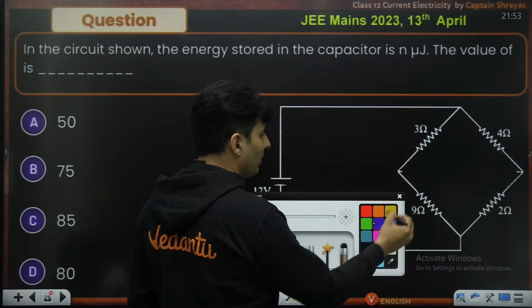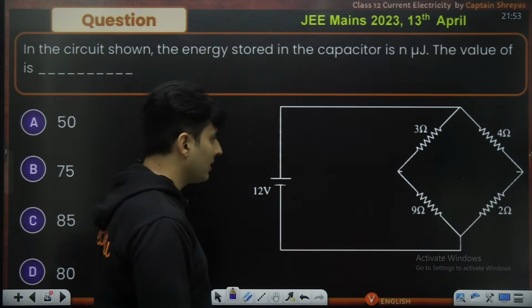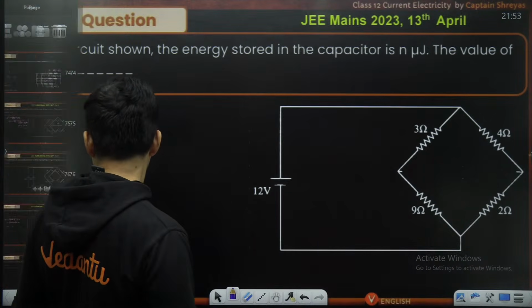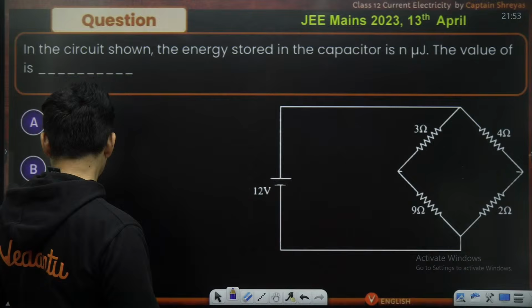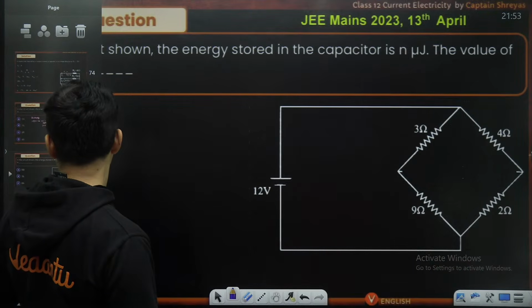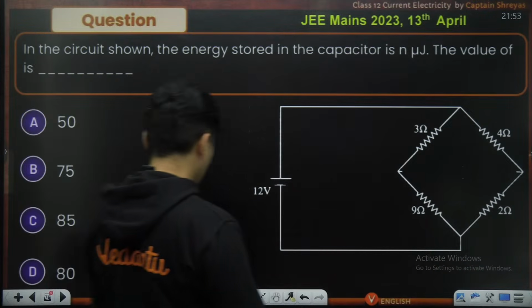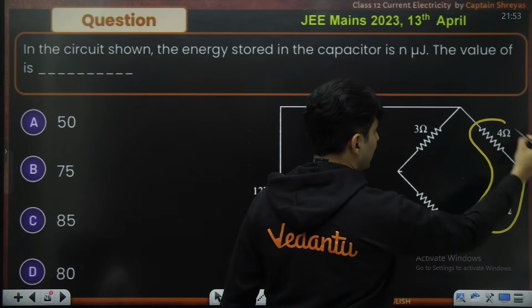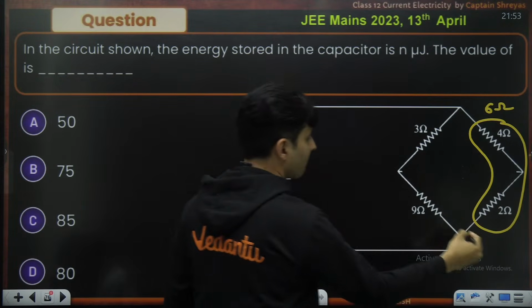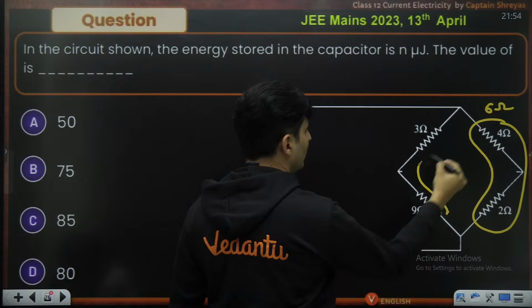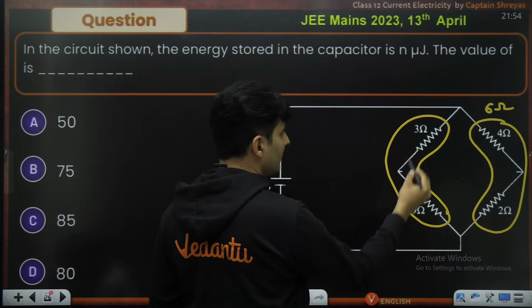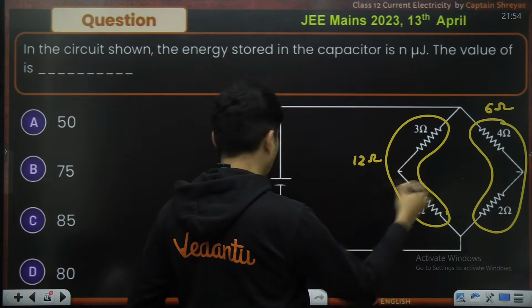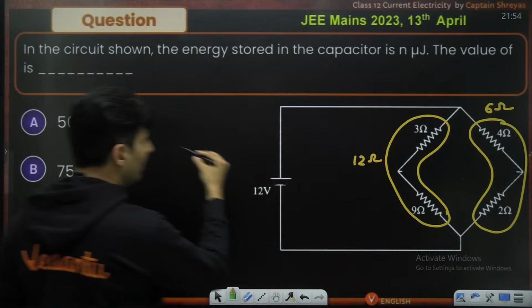Let's first find out what is the equivalent resistance of the circuit. Okay, this circuit, as you can see, it's made of these 2 resistors in series, which is 6 ohms, and these 2 resistors again in series, which is of 12 ohms. They both are in parallel, of course.